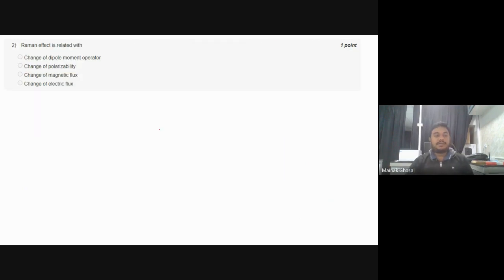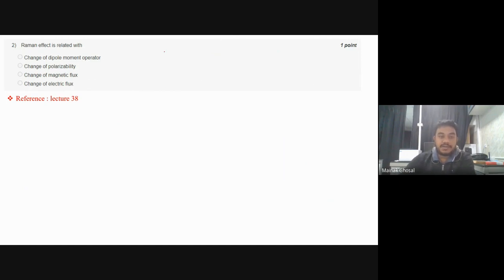So the next question is, on which factor is the Raman effect dependent? The Raman effect is related to the change in the dipole moment operator, change in polarizability, change in magnetic flux, or change in electric flux. So what should be the answer? You can find this in lecture number 38, where the answer is given.